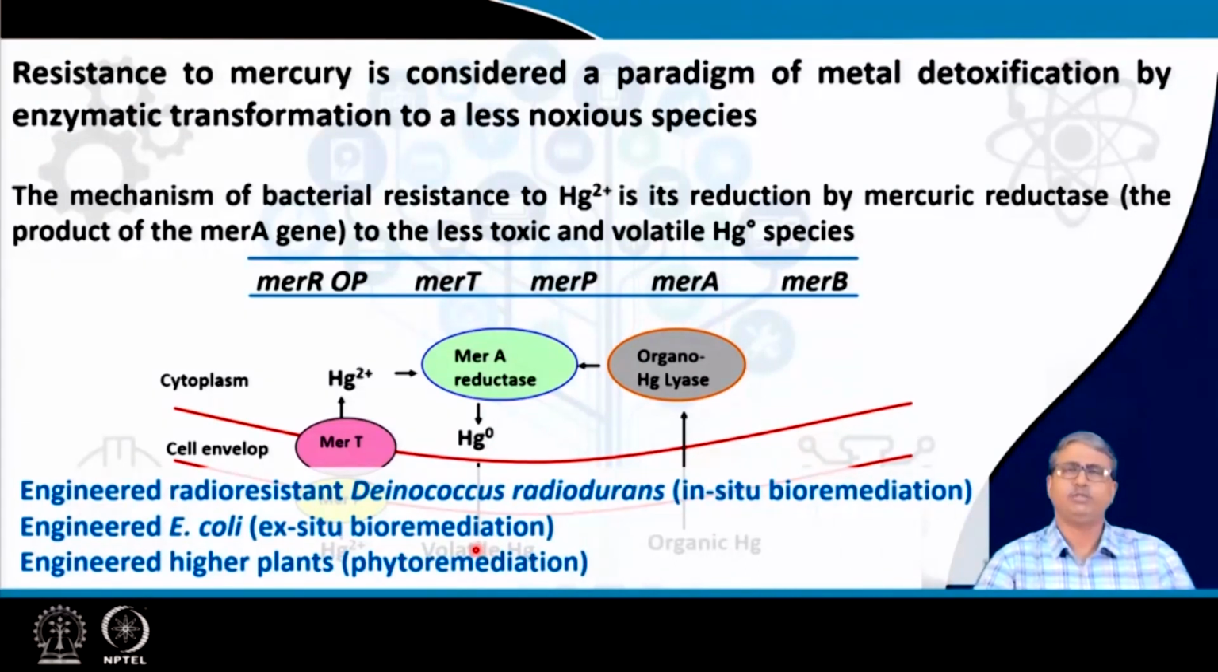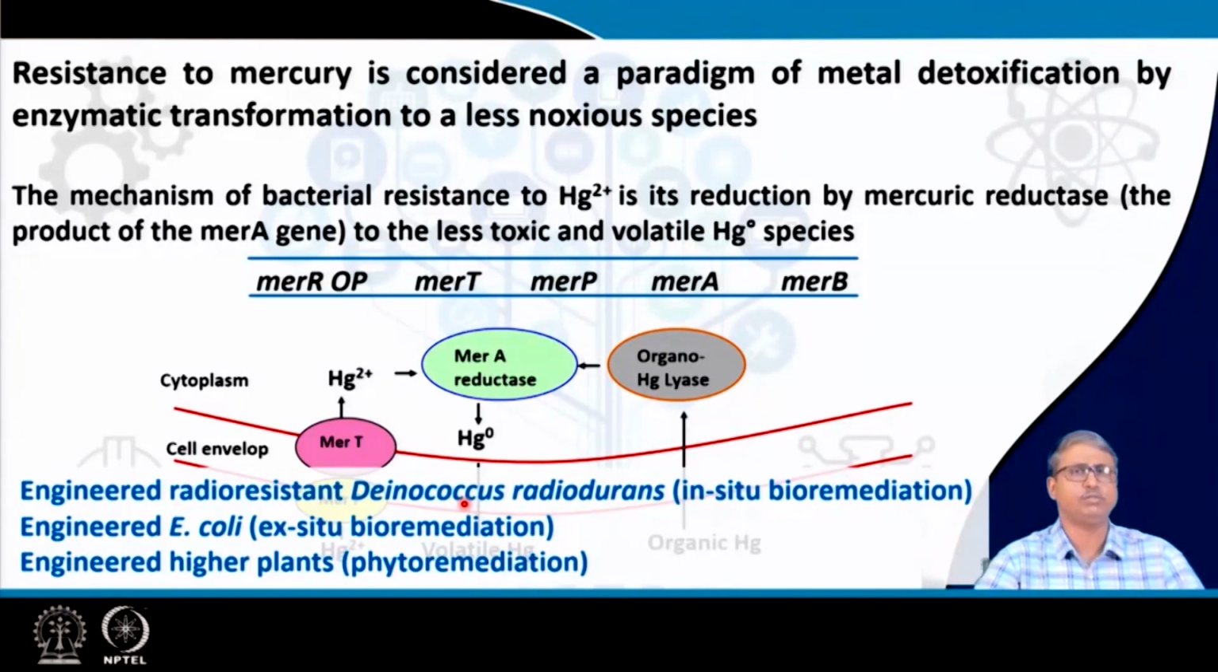Similarly, with arsenic, I will talk about that, but before that, based on this mercury reduction system, one of the pioneering works was done with the radio resistant Deinococcus radiodurans for in situ remediation of a highly radioactive environment where lots of mercury is present. There are certain such contaminated sites for which this engineered Deinococcus radiodurans was developed, with mercury reductase ability.